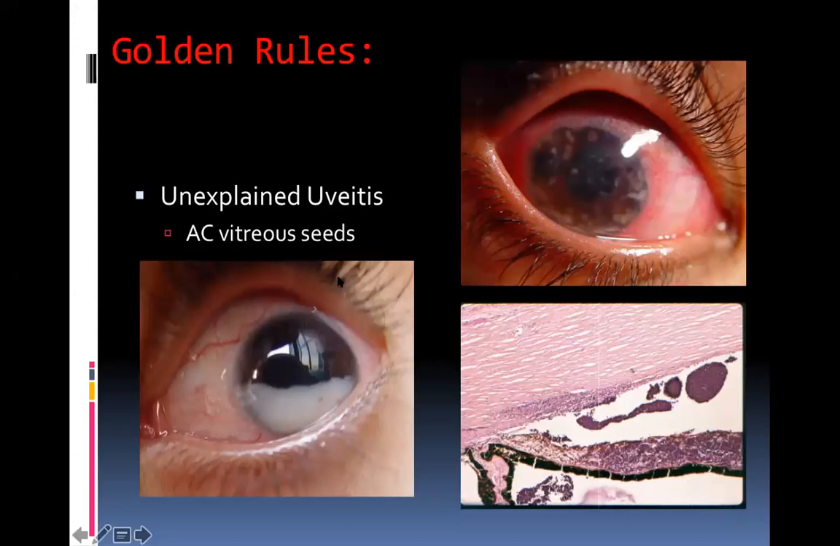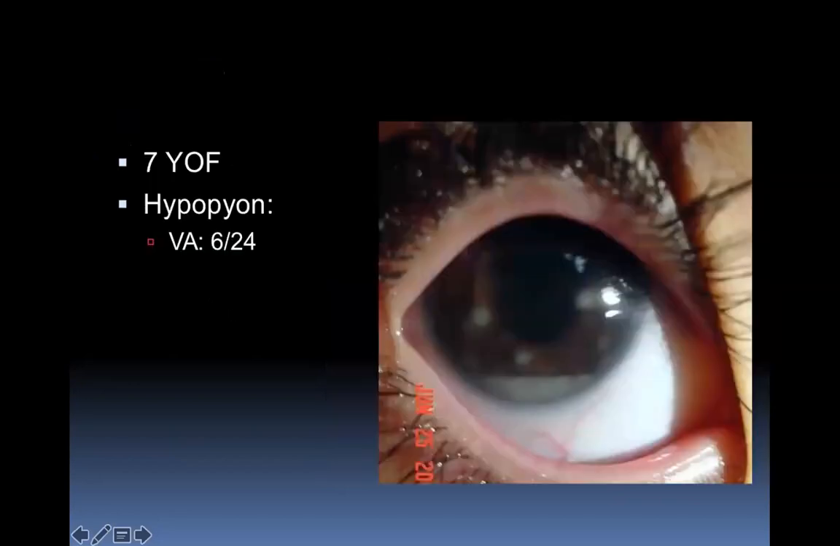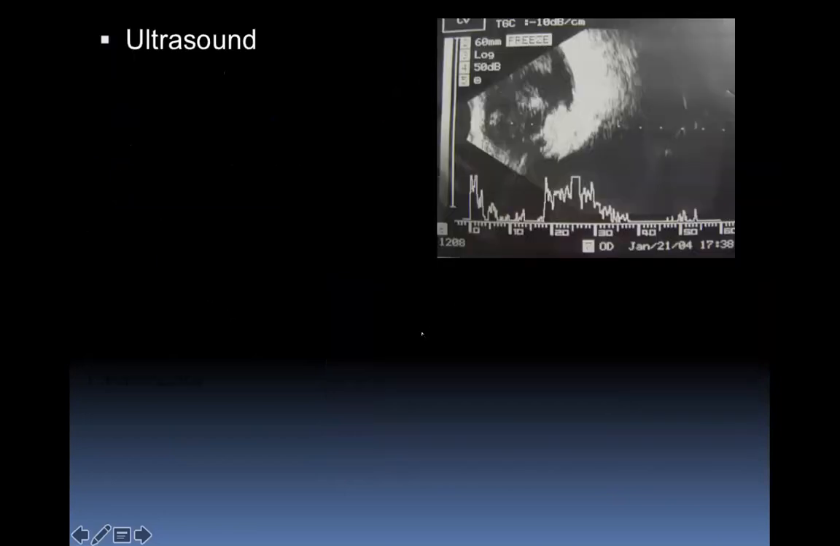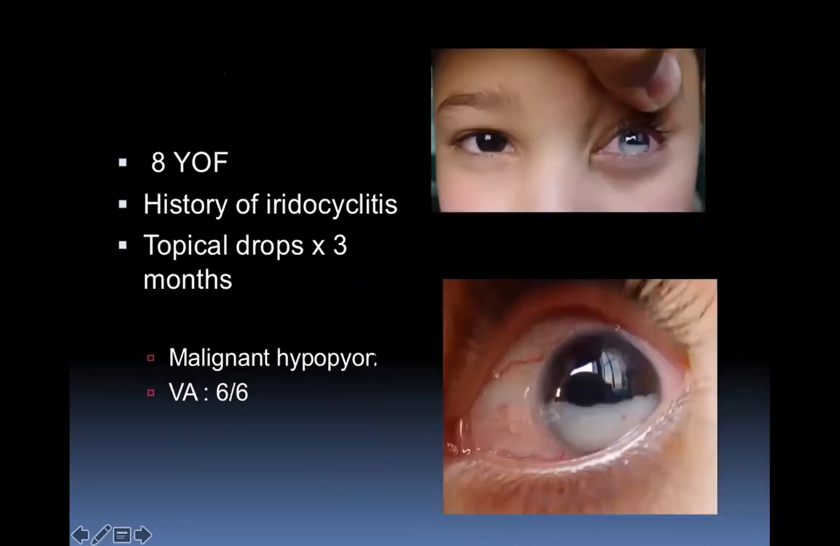Unexplained uveitis in the pediatric age group, especially if associated with a malignant hypopyon, is retinoblastoma until proven otherwise. The diffuse infiltrating pattern presents in a bit of an older child, 10, 11, 12 years. And this was the initial presentation that this child came with and was diagnosed as retinal detachment, and he had multiple surgeries and the tumor went out of the eye. The end was catastrophic. Hypopyon, malignant hypopyon in a very quiet eye is a big misleader because these tend to have a flat form of retinoblastoma, and we should not be misled by the diagnosis. Even if the retina was flat, this is a malignant hypopyon and there is really not much to do about it. The eye has to come out.